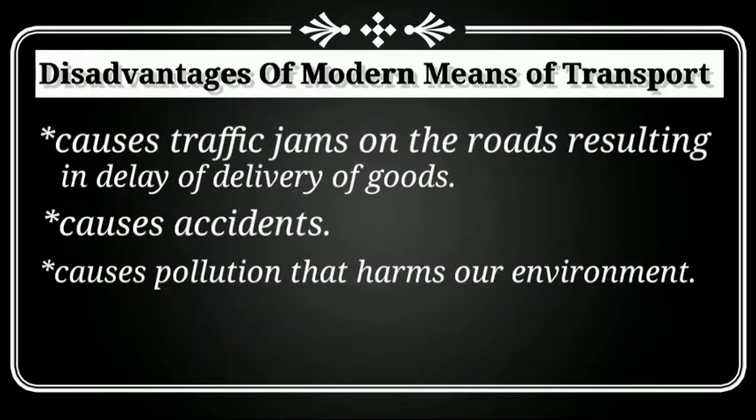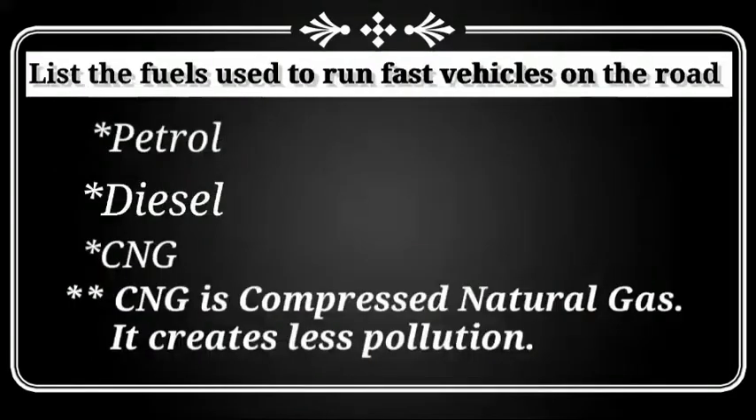What are the disadvantages of modern means of transport? It causes traffic jams on the roads, resulting in delay of delivery of goods. It causes accidents. It causes pollution that harms our environment. Next is list the fuels used to run fast vehicles on the road. It's petrol, diesel and CNG. CNG is compressed natural gas. It creates less pollution.